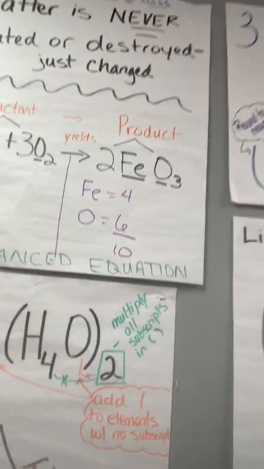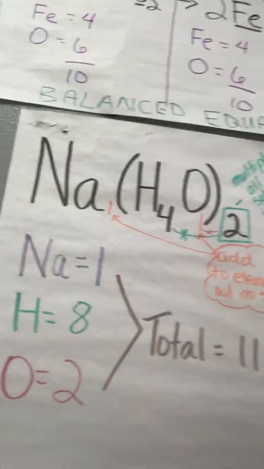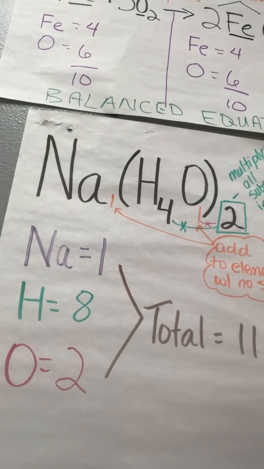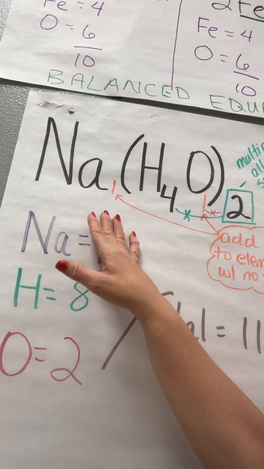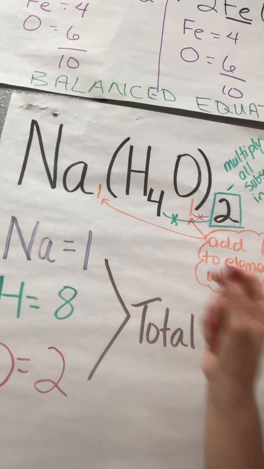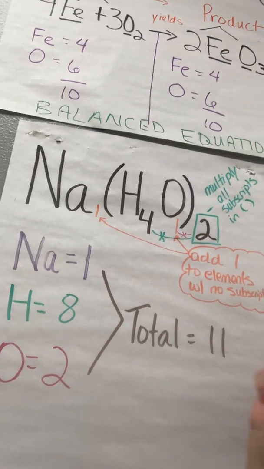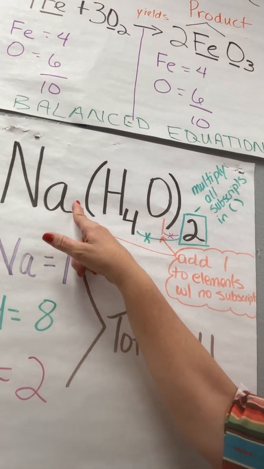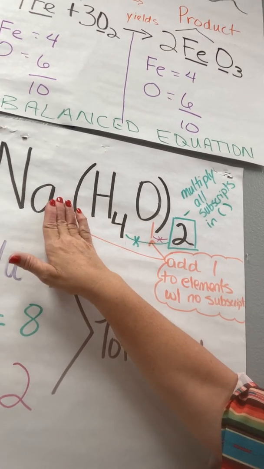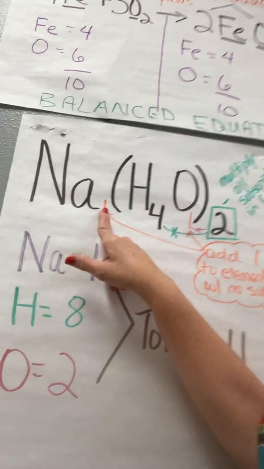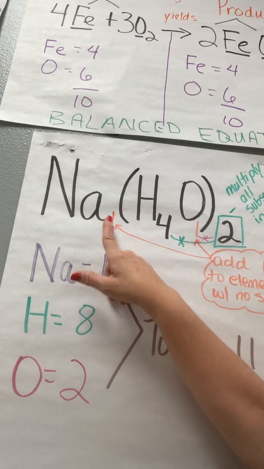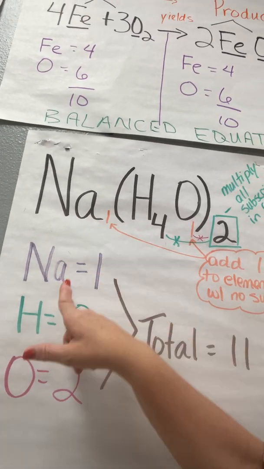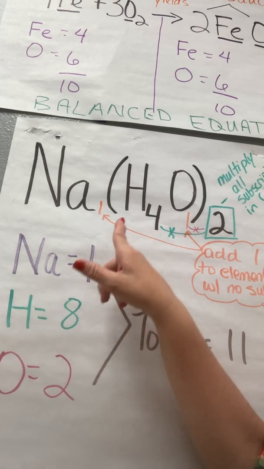Okay, when we come over here, I want us to look at how to count atoms, okay? These are subscripts. They're gonna tell you how many atoms you have. So for sodium, we have 1 atom. We have 1, it wasn't in here, but we're gonna add it. This is what I call adding an imaginary 1. So you're gonna add your imaginary 1, gives you 1 sodium atom.